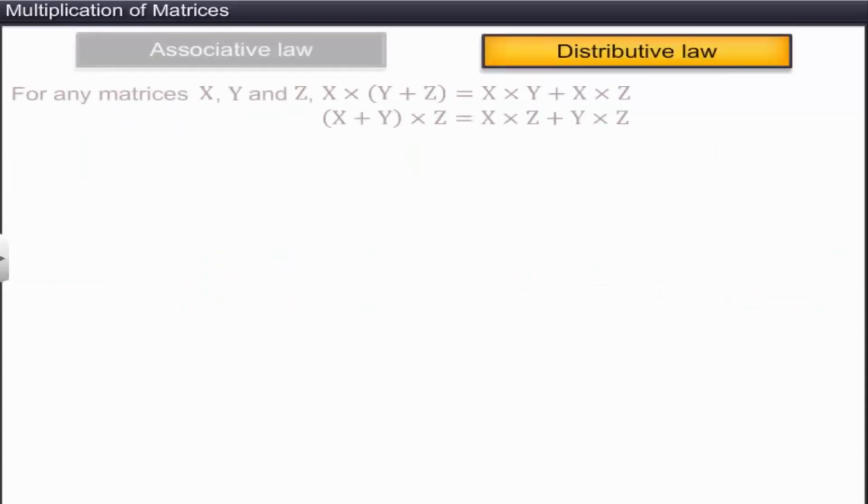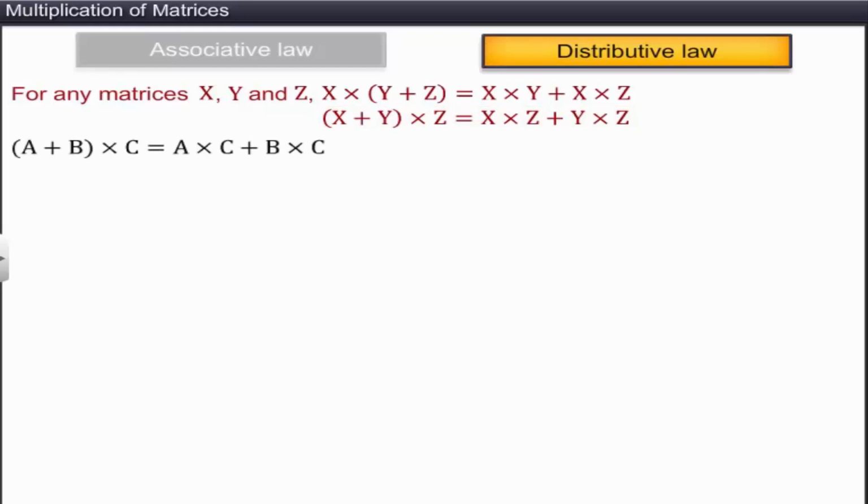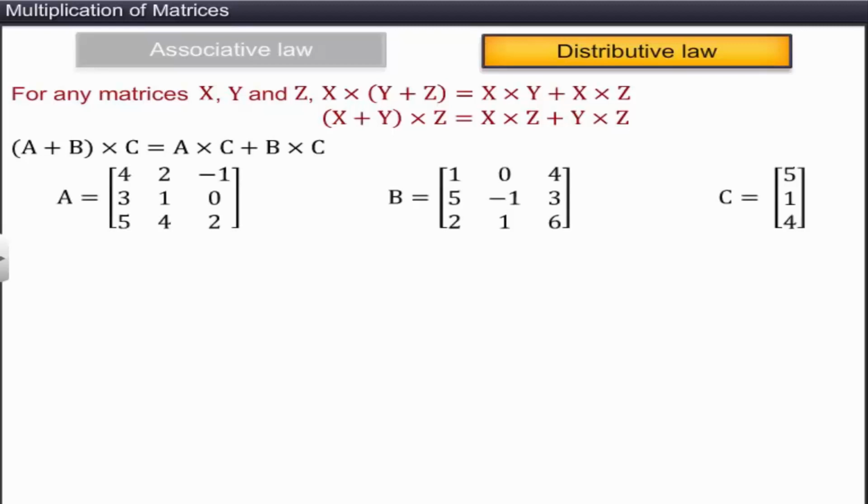According to the distributive law, if X, Y and Z are three matrices, then X multiplied by (Y plus Z) is equal to XY plus XZ. Also, (X plus Y) multiplied by Z is equal to XZ plus YZ, whenever both sides of the equality are defined. Now, let's verify the distributive law for the multiplication of matrices with matrices A, B and C as shown.